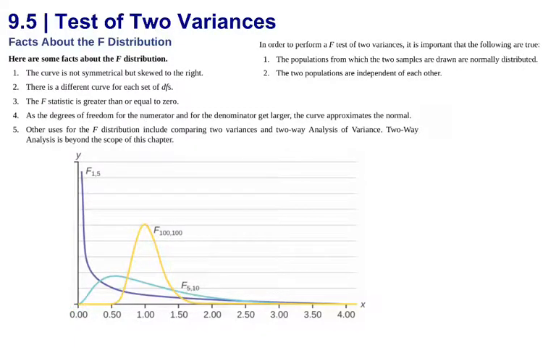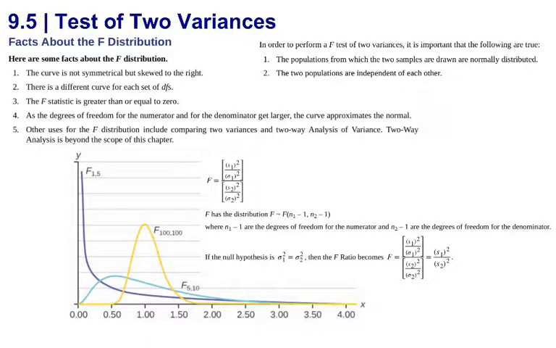A couple of things we do need is that even though the F distribution is not normal, the samples from which they come need to be normally distributed, and then the two populations also have to be independent. And so here we see just some formulas for that. Again, the test statistic here is really just the ratio of the two variances. So we could see that they'll simplify there.